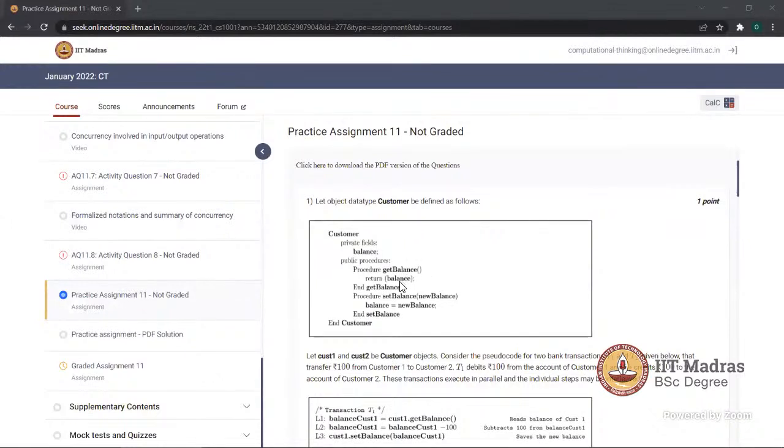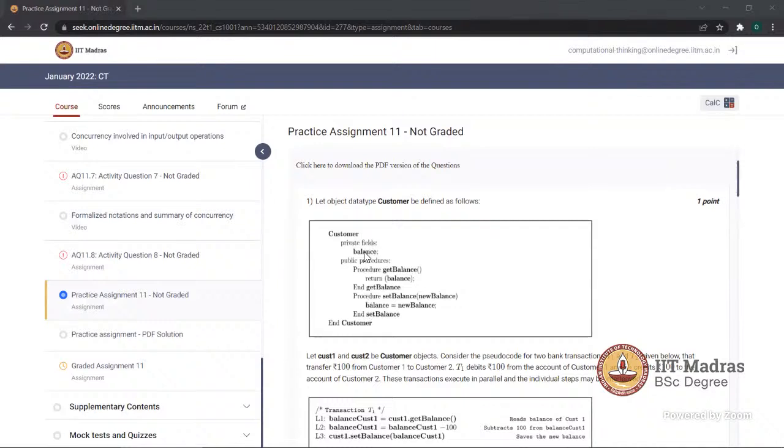It returns the balance. And then there is one more procedure. It's again a public procedure. It says set balance. So what this procedure does is it sets the balance. It sets the value to this variable balance. As you see, this particular pseudocode is very simple and straightforward.